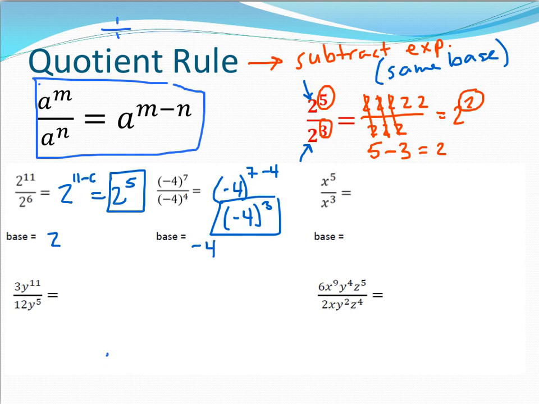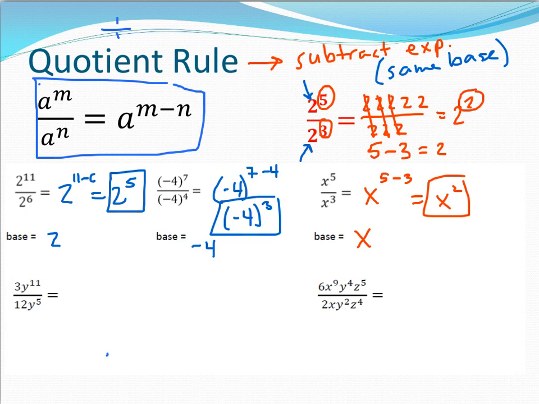Let's take a look at the second one. Now, we have a variable there. But notice x to the 5th, x to the 3rd. Notice we have the same base here. We have a base of x. So we're set to go. That means we're going to take our base x, and we're going to take the powers and subtract. 5 minus 3, that's going to give me x to the 2nd power. That is my final answer. So key thing here, we've got to make sure we have the same base when we apply both this rule and the product rule.